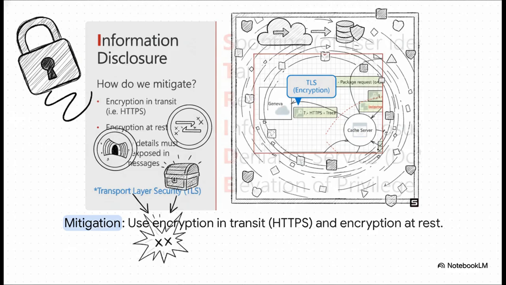And here's a key tip for your exam. Make sure your application's error messages don't leak secrets. An error that says login failed for user admin just told an attacker that admin is a valid username. That's a form of information disclosure.